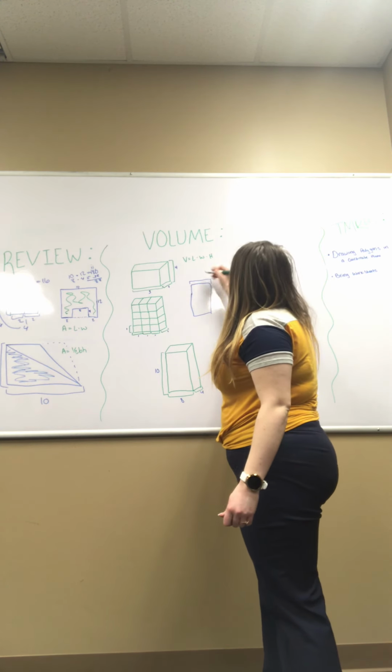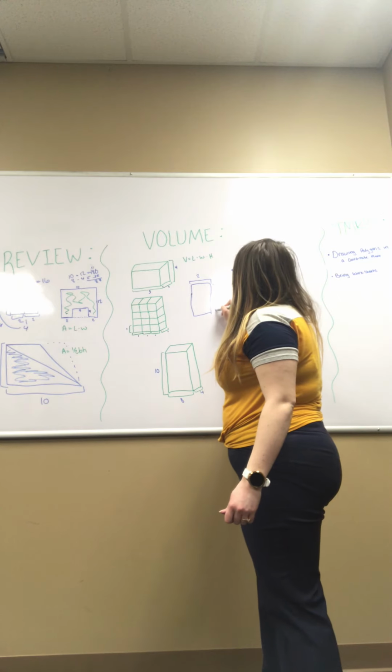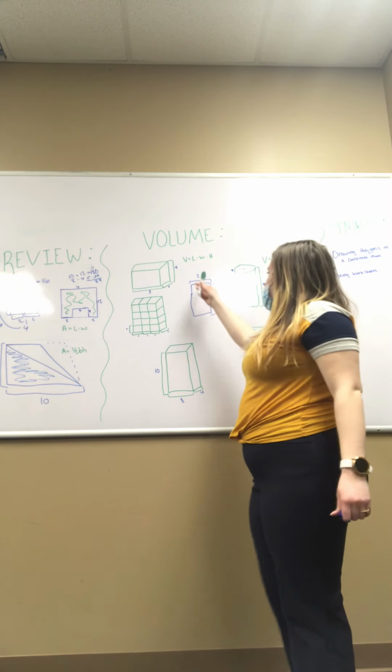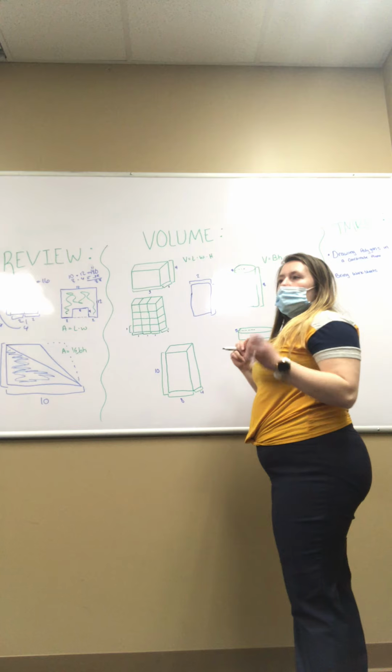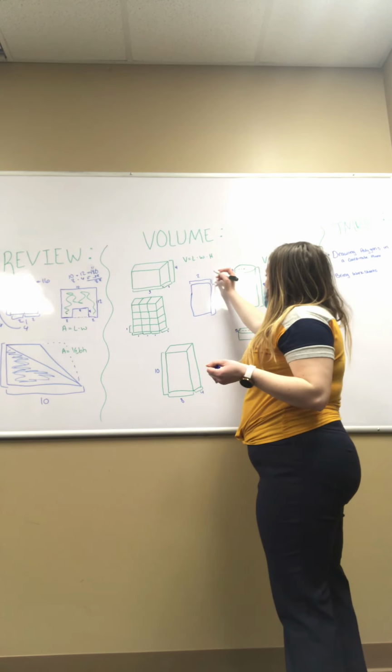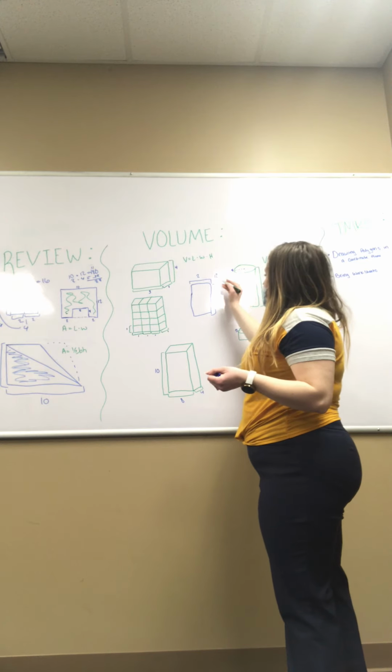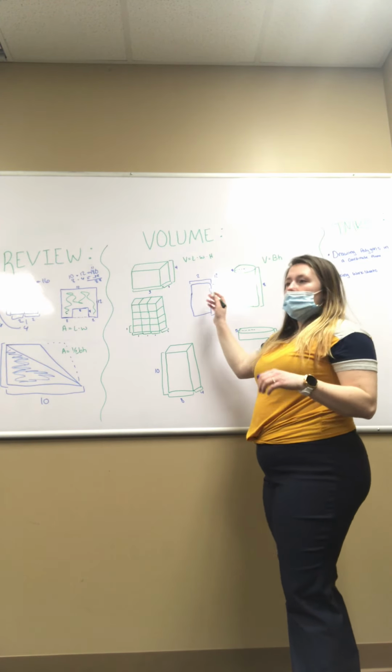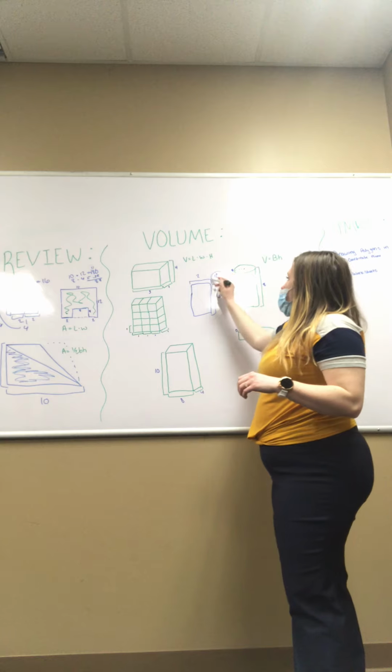If the top of your phone is 2 inches and the side is 6, what's the area of your cell phone? Everyone look at your cell phone, pull it out, hold it a little bit. 2 times 6, 12. The surface area of your phone is 12, right?